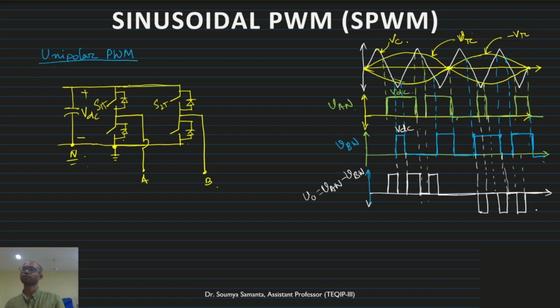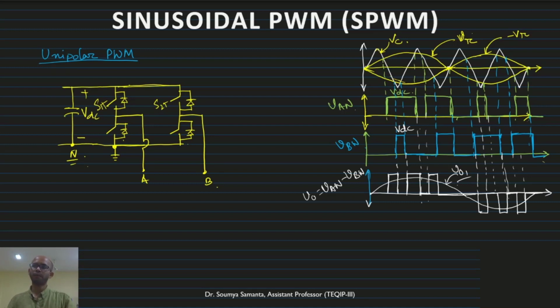This is 0. So this is the output voltage waveform, where we can see how we are controlling the width, and the widths are not equal, they are varying. And what output voltage will we get? We will get around a sinusoidal voltage. This is the fundamental value, VO1. So this is called the unipolar PWM.